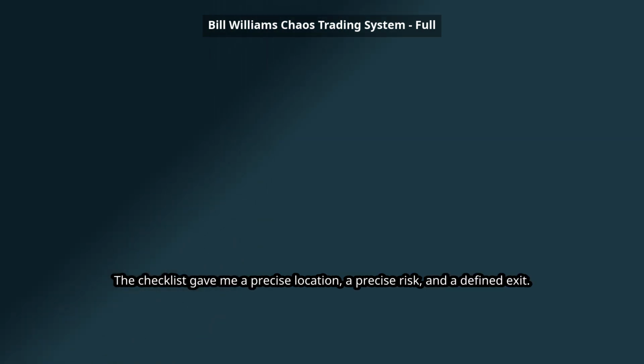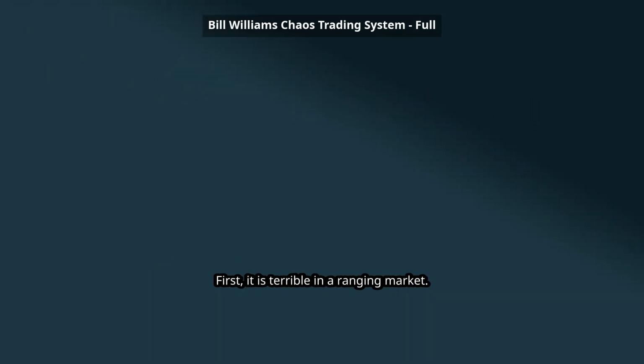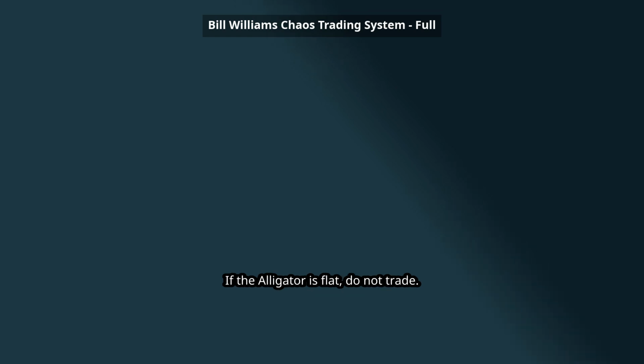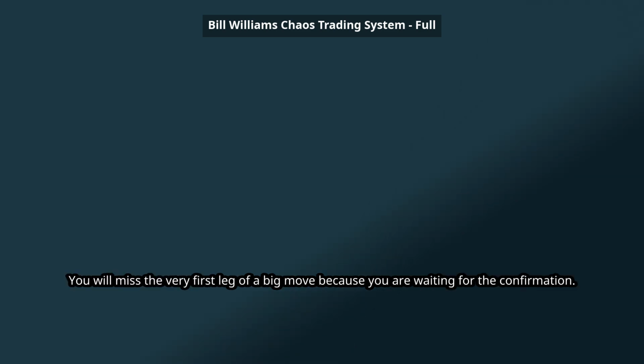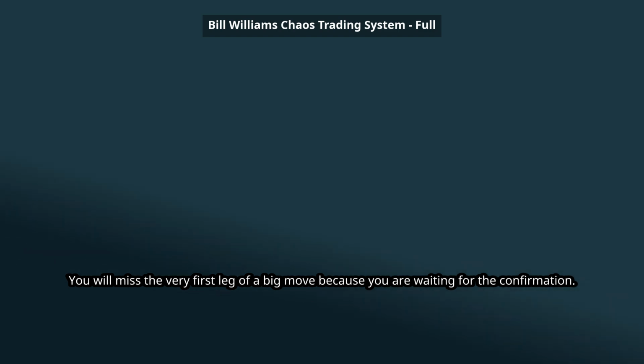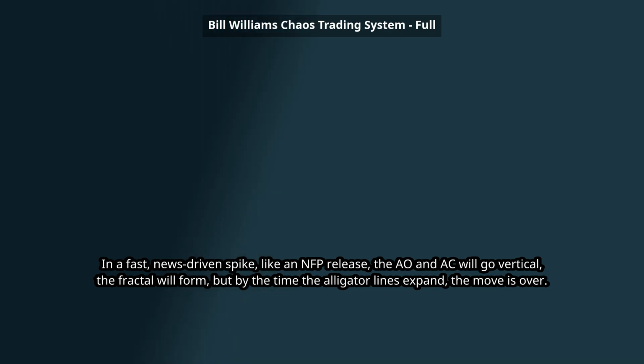Let me be brutally honest about what this system cannot do. First, it is terrible in a ranging market. If the alligator is flat, do not trade. Period. But the real weakness is the lag. The fractal is a lagging signal. You will miss the very first leg of a big move because you are waiting for the confirmation. In a fast, news-driven spike, like an NFP release, the AO and AC will go vertical, the fractal will form, but by the time the alligator lines expand, the move is over.